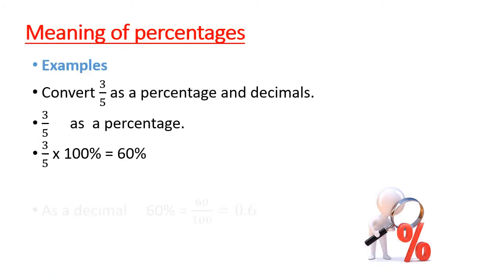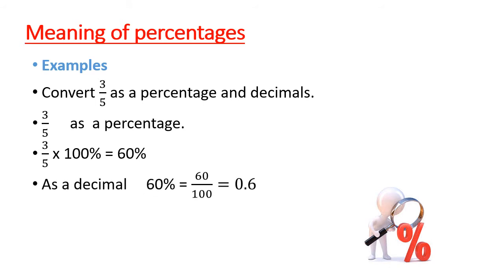First subtopic is meaning of percentages. You can check these examples. First one, convert 3/5 as a percentage and decimal. 3/5, how can we write it as a percentage? We know we have to multiply it by 100 and put the percentage mark also. Then you can simplify 5 and 20. Then 3 times 20, 60%.